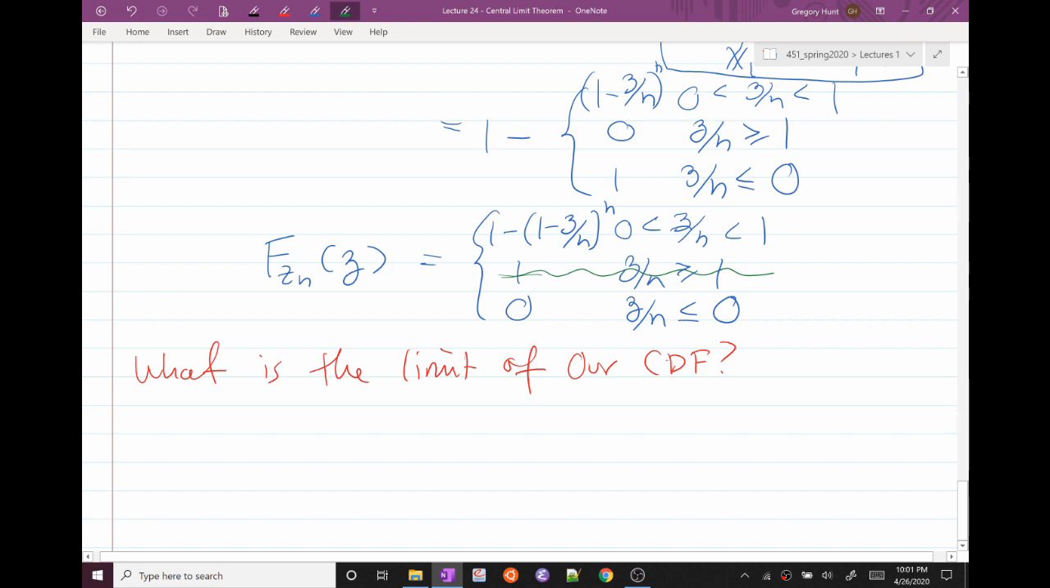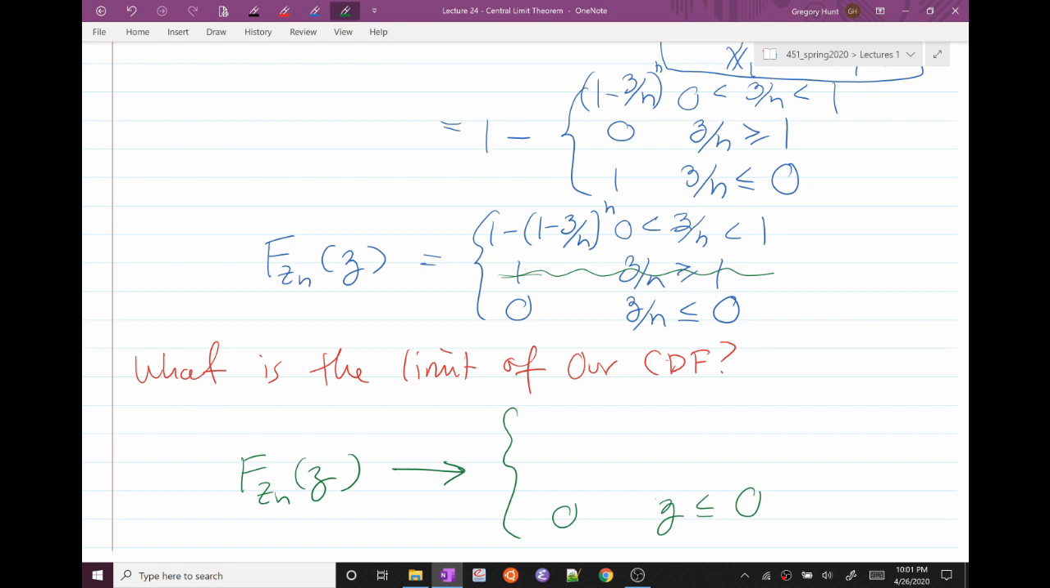And so we're going to get two cases here. F sub z_n of z is going to converge. Well, it's always going to be 0 if z is less than or equal to 0. If z over n is between 0 and 1, which is the interesting case here, then this thing is going to go to 1 minus e to the negative z.